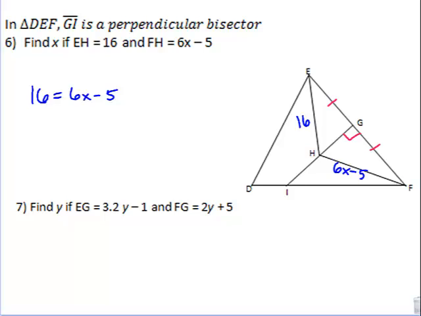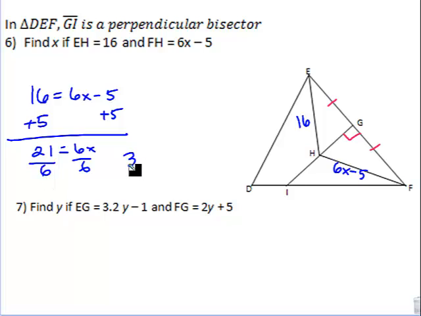So now we can solve this equation of 16 equals 6x minus 5. To solve for x, we're going to have to add 5 to both sides first. So then we have 21 is equal to 6x, and then we would divide by 6. 21 divided by 6 is 3.5. So 3.5 is our x.